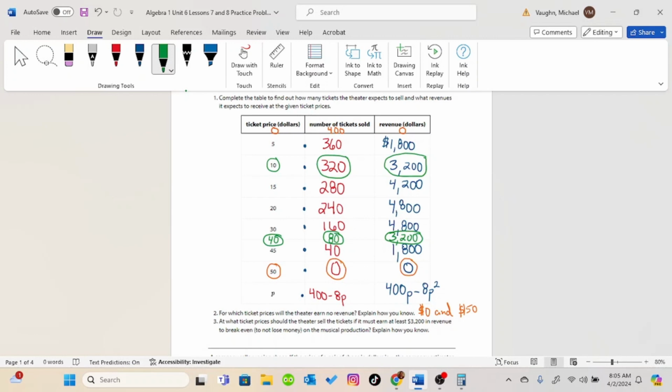So they would need to sell tickets between $10 and $40. At $10, they would make exactly 3,200. At $40, they would make exactly 3,200. And selling the tickets anywhere in between would bring in more than 3,200, and they would make a profit.